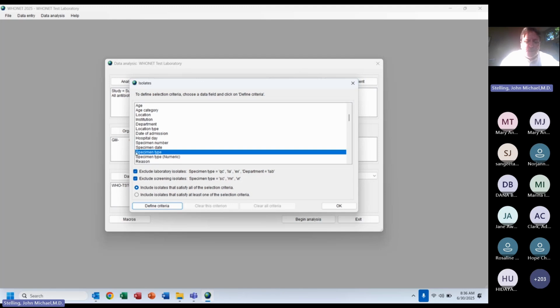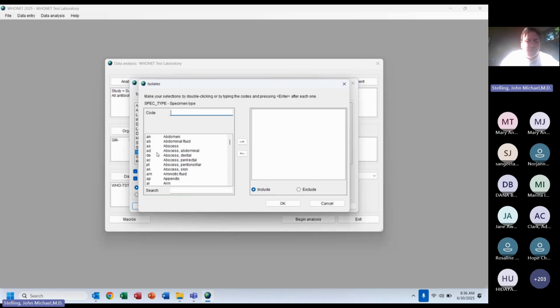So I'm going to go to specimen type. I can double click on that, or I can click on define criteria. I'm going to double click. And I can say urine. I wanted urine. I can say include urine, or I can exclude urine.